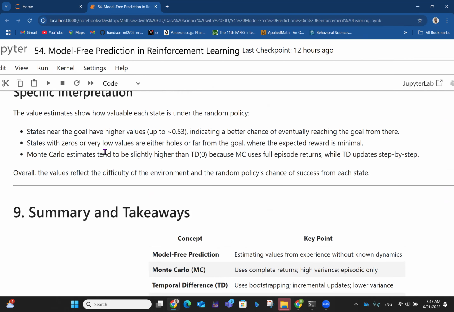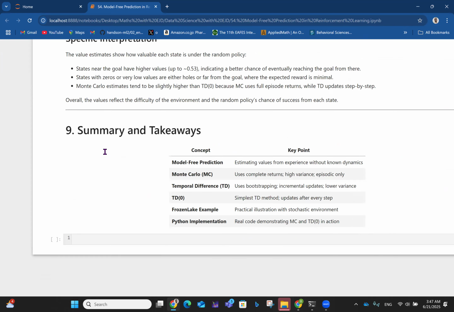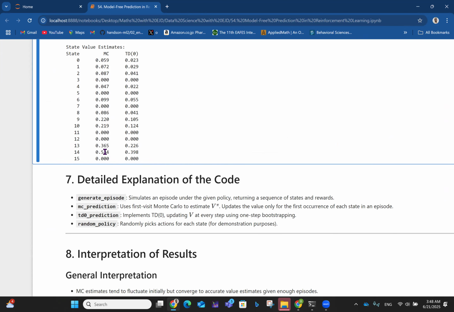Overall, the values reflect the difficulty of the environment and the random policy's chance of success from each state. So you can see working on a frozen lake, especially when things are stochastic, can be quite a task. And that's why you have those small values. So the highest value you have for Monte Carlo is 53% chance, while for temporal difference, the highest you have is like 39. Yeah, I think it's 39.8, let's say 40% roughly.